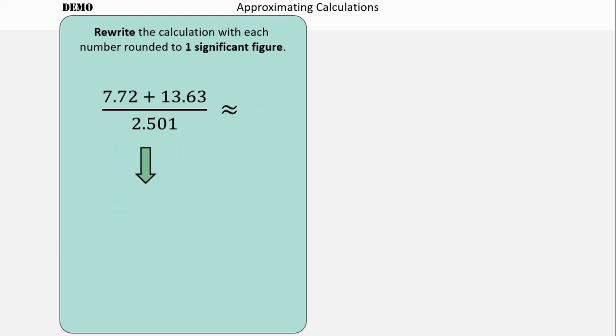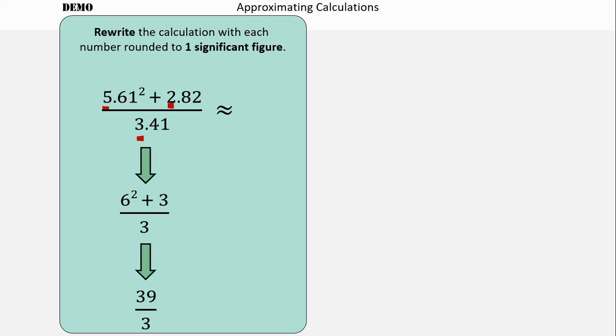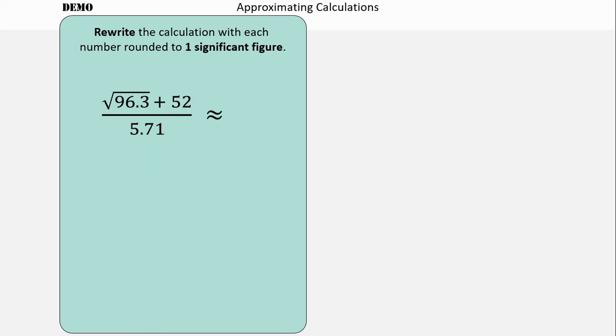Let's have a look at the next one. We've got 7.72 plus 13.63. Again, first significant figures are here when you've done your rounding. And finally, your answer giving you 6. Moving on to the next one. 5.61, here are my first significant figures. Moving on. This time round, first significant figures are here.